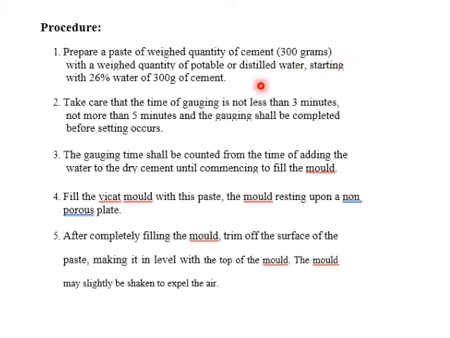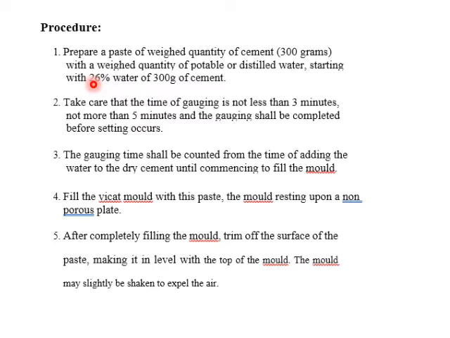So initially, if there are lumps inside the cement bag, then you need to sieve it, whatever as you do in your home, okay, so the same type of sieving has to be done here. Sieve it and take 300 grams of cement, okay, weigh it properly, and you need to take potable or distilled water. So as I said, initially we'll start from 26%. So calculate the right amount of water first.